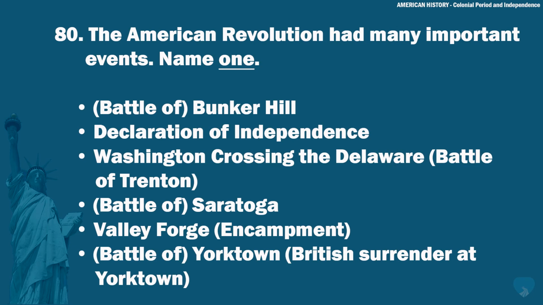Question 80. The American Revolution had many important events. Name one. Battle of Bunker Hill. Declaration of Independence. Washington crossing the Delaware. Battle of Trenton. Battle of Saratoga. Valley Forge encampment. Battle of Yorktown. British surrender at Yorktown.